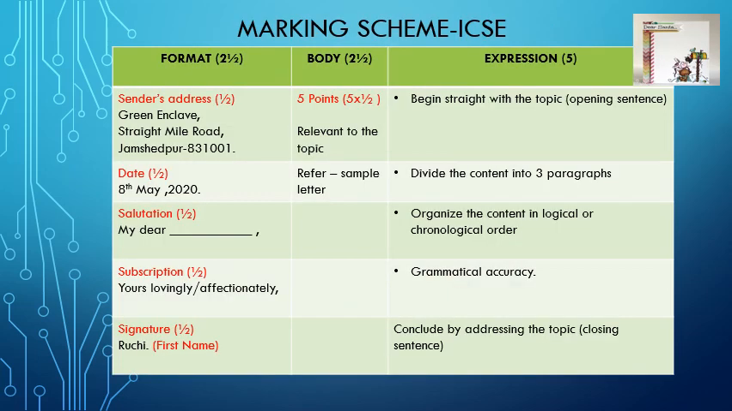Let me acquaint you with the marking scheme according to the ICSE Council. A letter is marked on the basis of format, body and expression. For format, you get 2.5 marks. For body, 2.5 marks. And for expression, 5 marks. Now, what is to be written in the format? The sender's address, that is the one who is writing the letter, is for half a mark.